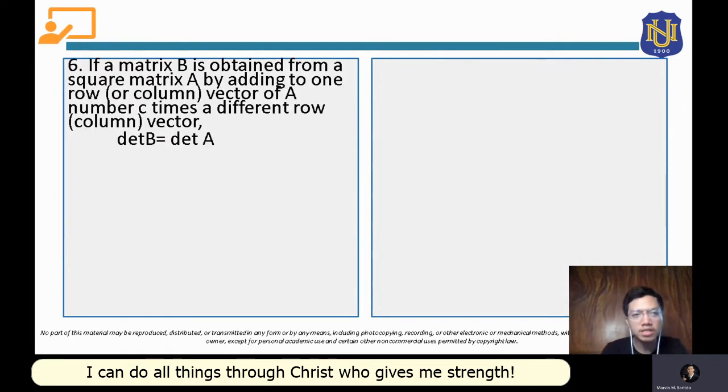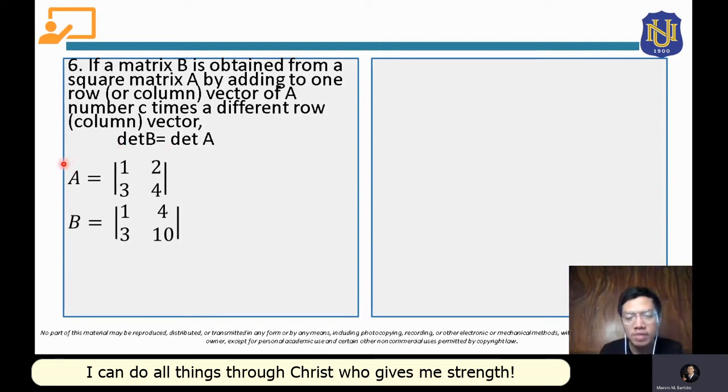So let's proceed now to the sixth property. If a matrix B is obtained from a square matrix A by adding to one row or column vector of A a number C times a different row or column vector, then the determinant of B will just be equal to the determinant of A. So let's say we have a matrix A and a matrix B, wherein matrix B is obtained from matrix A, where one of the rows or columns of A is multiplied by C and then added to another row or column, and that becomes the other row or column in matrix B.